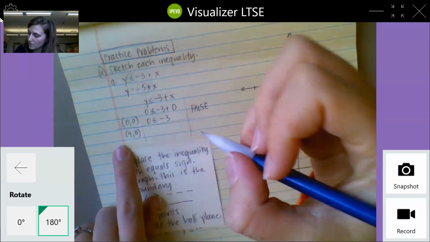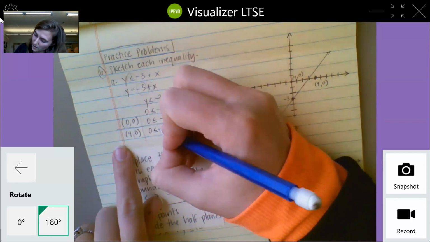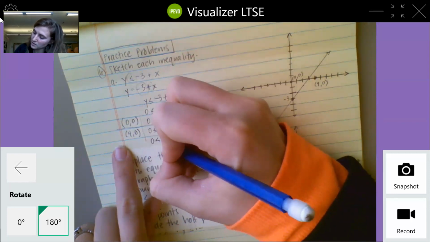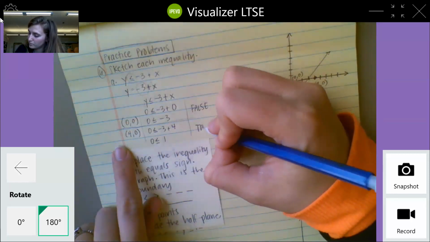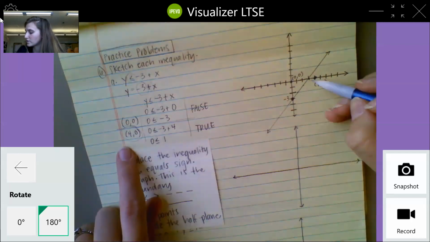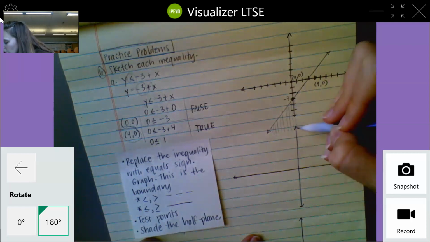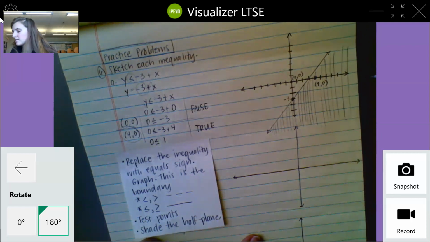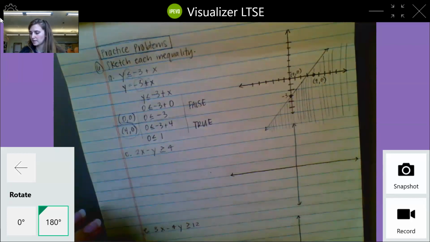Let's try 4, 0. So I'd get 0 less than or equal to negative 3 plus 4. 0 is less than or equal to 1. That's true. So I want to shade the side that has the 4, 0 on it. So that's over here, and I can go ahead and shade that piece in. Now let's look at the next one.